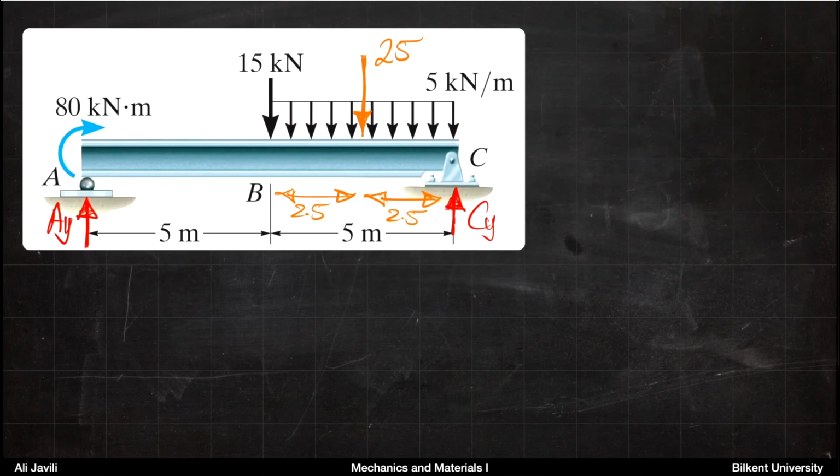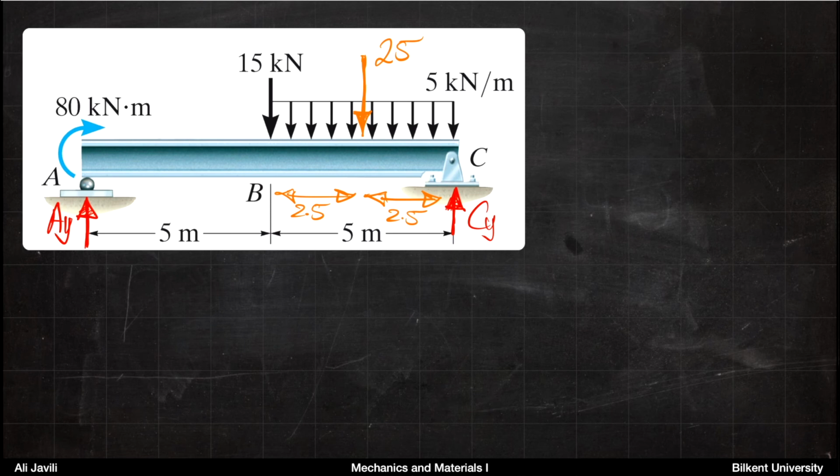So similar to the previous problems, we start with the free body diagrams. From a free body diagram, we can calculate the reactions at A and C. In order to do that, we can draw the reactions at A and C. These are, let's say, vertical reactions. Assuming that they are upwards, we can just draw them as such.